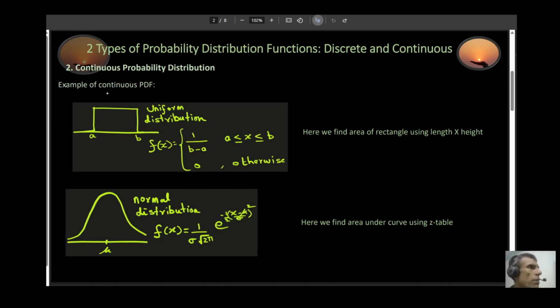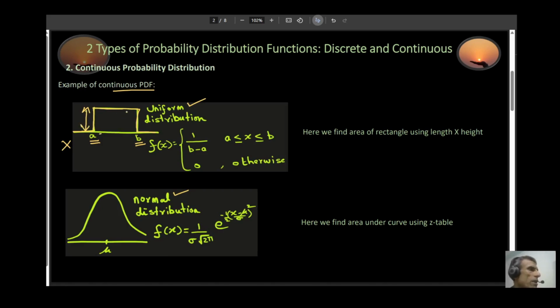There are two types of continuous probability distribution function that we're going to be focusing on today. One of them is uniform distribution. The other one is normal distribution. In uniform distribution, this is how the shape of your curve looks, almost like a rectangle. So this is my random variable x, with x equal to a over here and x equal to b over here. This is your probability of something happening when the x value is between a and b.